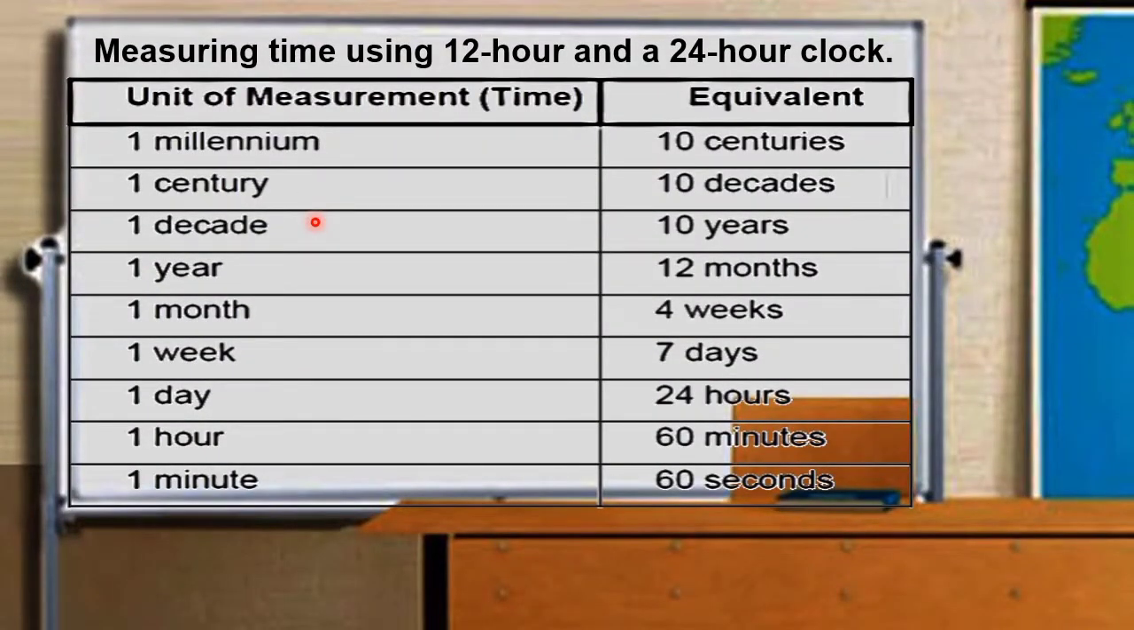We should know first that time can be expressed in different units. So 1 millennium is equivalent to 10 centuries, 1 century is equivalent to 10 decades, 1 decade is equivalent to 10 years, 1 year is equivalent to 12 months, 1 month is equivalent to 4 weeks, 1 week is equivalent to 7 days, 1 day is equivalent to 24 hours, and 1 hour is equivalent to 60 minutes. 1 minute is equivalent to 60 seconds.